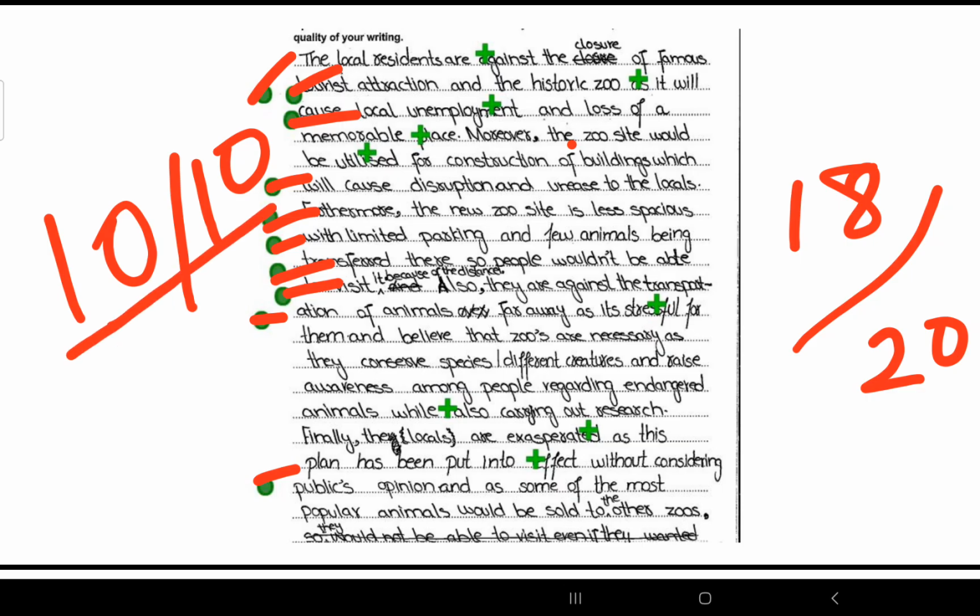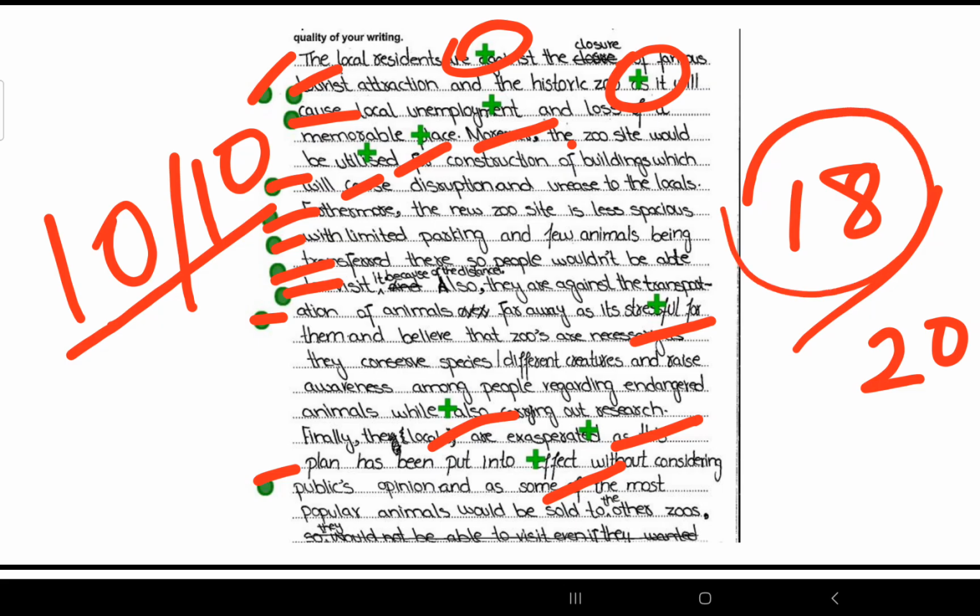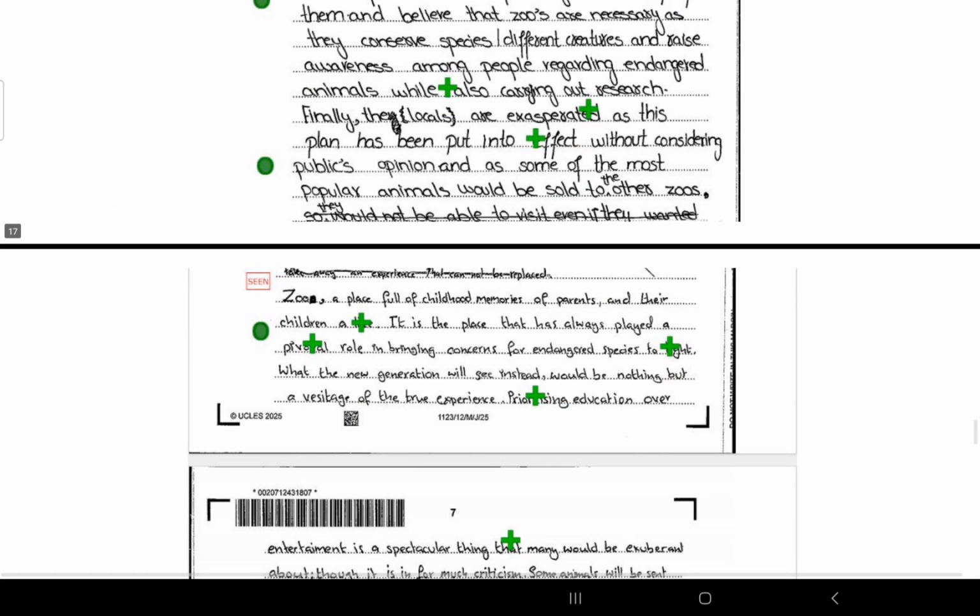You have selected these ideas, you got your marks. Now 1, 2, 3, 4, 5, 6, 7, 8, 9. For these 9 development points, she got 8 marks. So that makes it 18. So this is the way your answer is going to be checked.